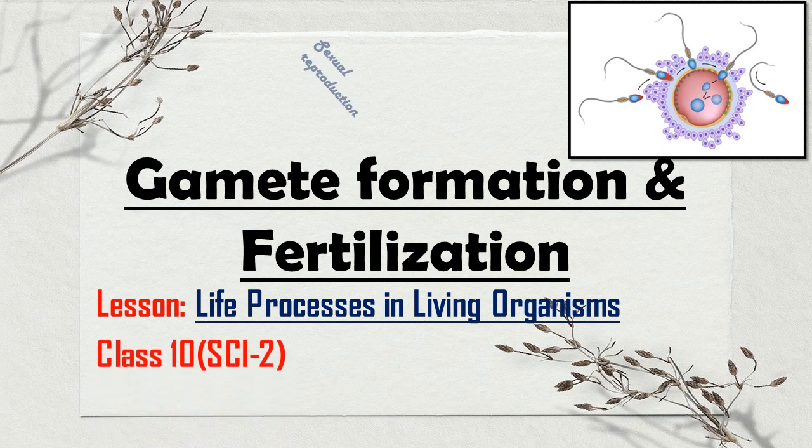So students, we have completed the sexual reproduction topic in our earlier video. We have seen that sexual reproduction is a process in which a new individual or offspring is produced by the union of a male gamete and a female gamete, and the two main processes of sexual reproduction are gamete formation and fertilization. These two processes we are going to study in today's video. So let's study.